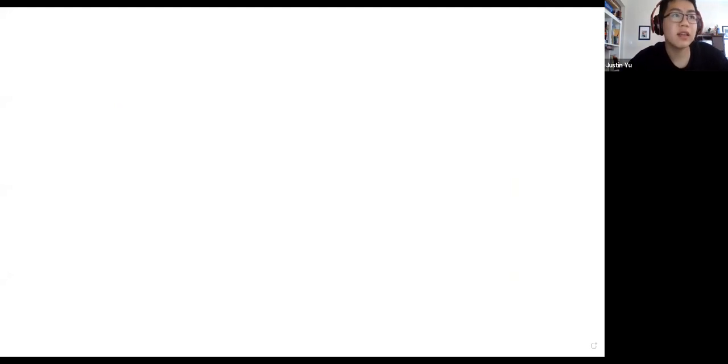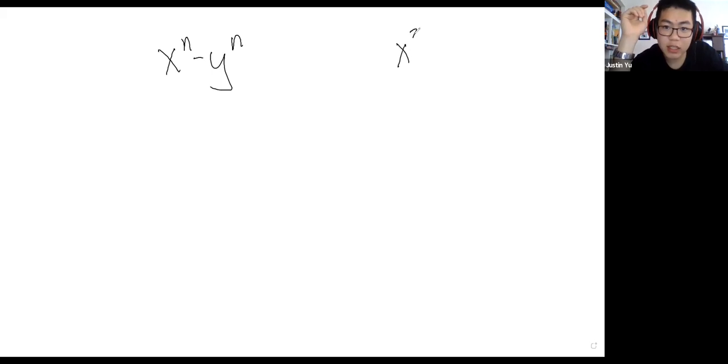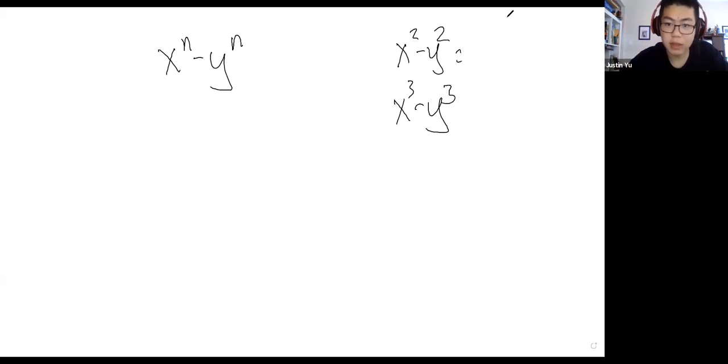All right, can everybody see the whiteboard, hopefully? Cool. So let's get started with the first one, x to the n minus y to the n. So this is like a generalization of things like x squared minus y squared that we've seen before, and x cubed minus y cubed, which I believe both of these were gone over on Monday. And these are what they look like.